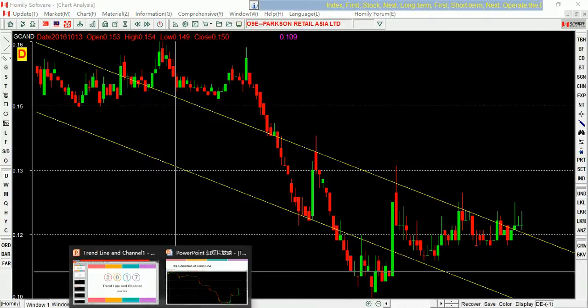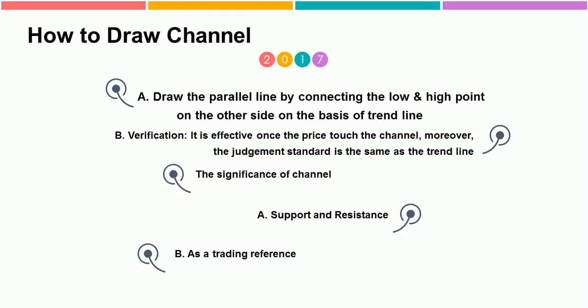Okay, so let's continue. How to draw the channel? Draw the parallel line by connecting the low and the high point on the other side, on the basis of the trend line. It is effective once the price touches the channel. Moreover, the judgment standard is the same as the trend line. The significance of the channel is support and resistance, and as a trading reference.